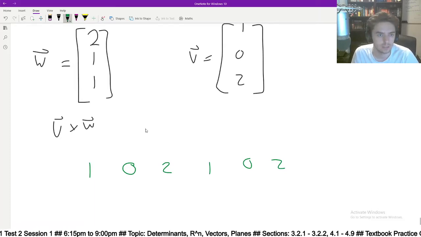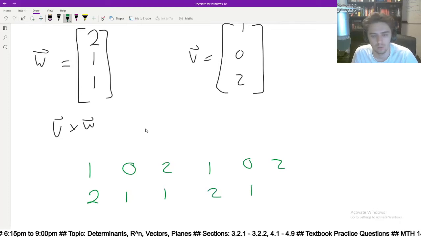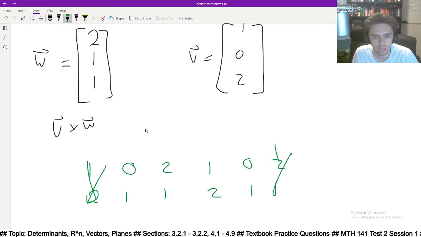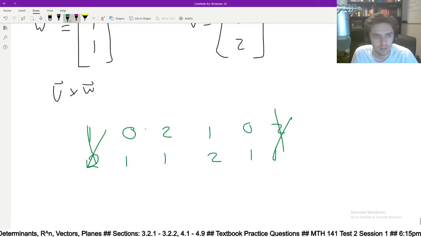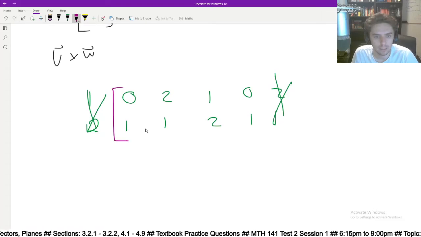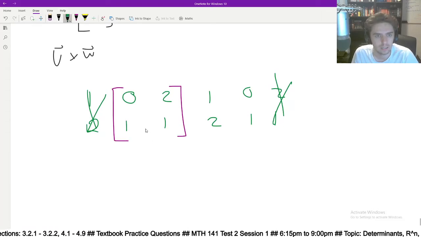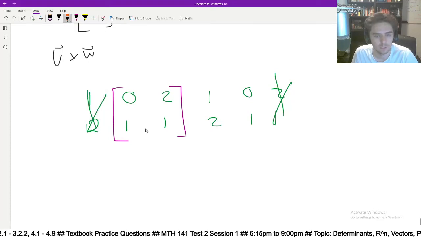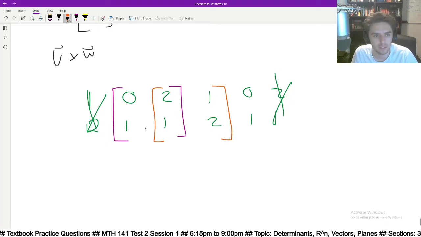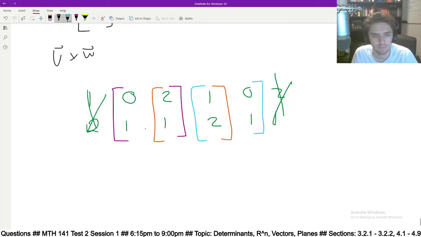This is the trick to do it fast. 2, 1, 1, 2, 1. I write my second one twice, right underneath. Cross out the first and the last column. Then each component will be the determinant of these matrices. The first component will be the determinant of that matrix, the second component the determinant of that matrix, and the third component the determinant of that matrix.